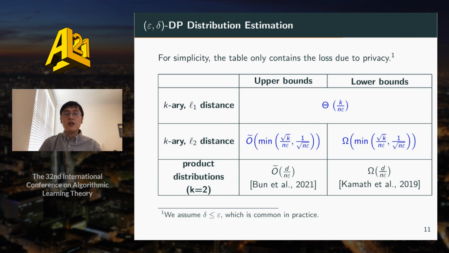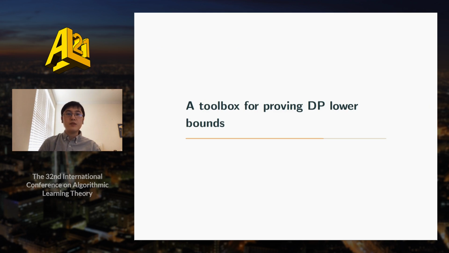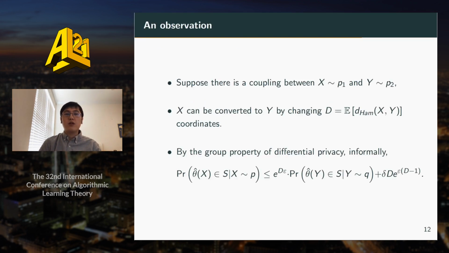However, it's not clear how to apply it to k-ary distribution estimation, which is one of the most important problems in statistical inference. We believe that our newly established tools can be viewed as a good supplement to the current tools of proving DP lower bounds. Okay, now I will introduce our toolbox for proving DP lower bounds.